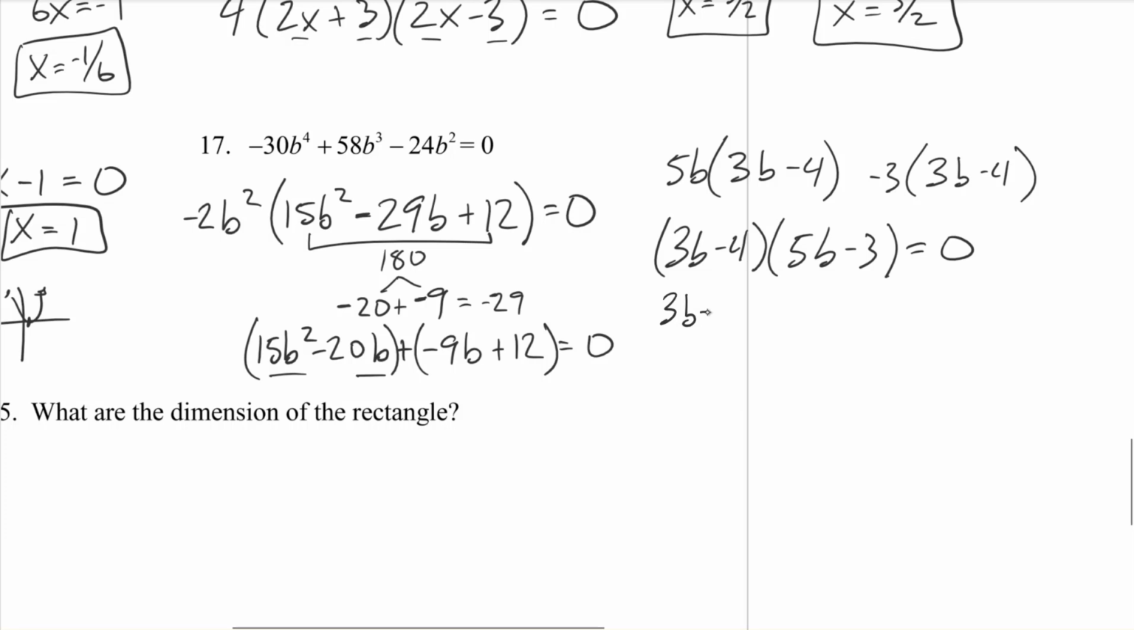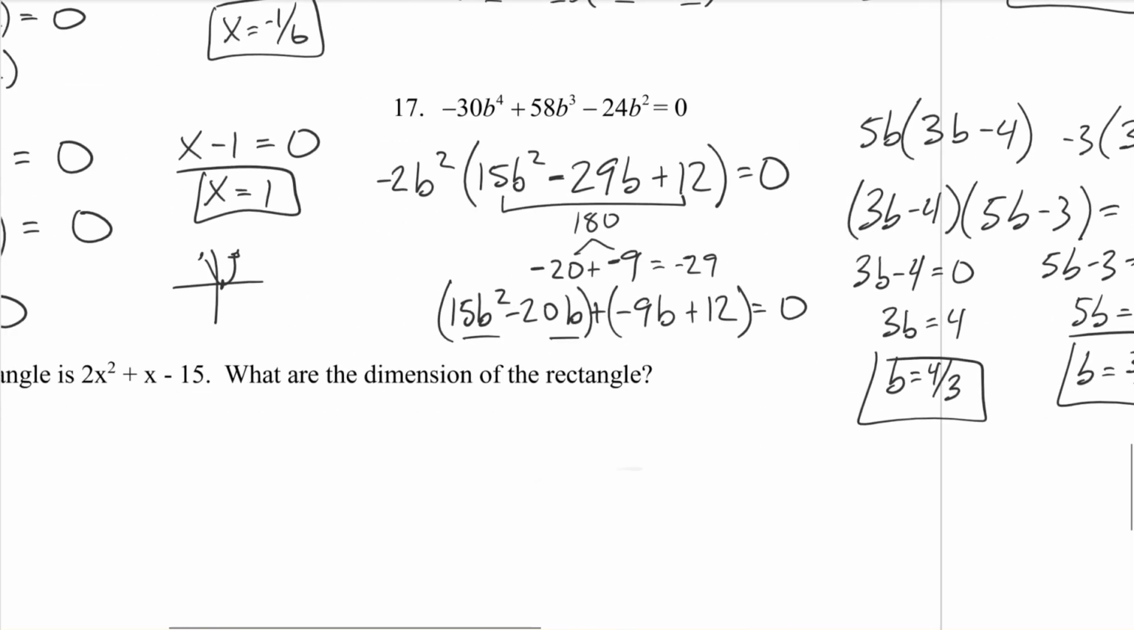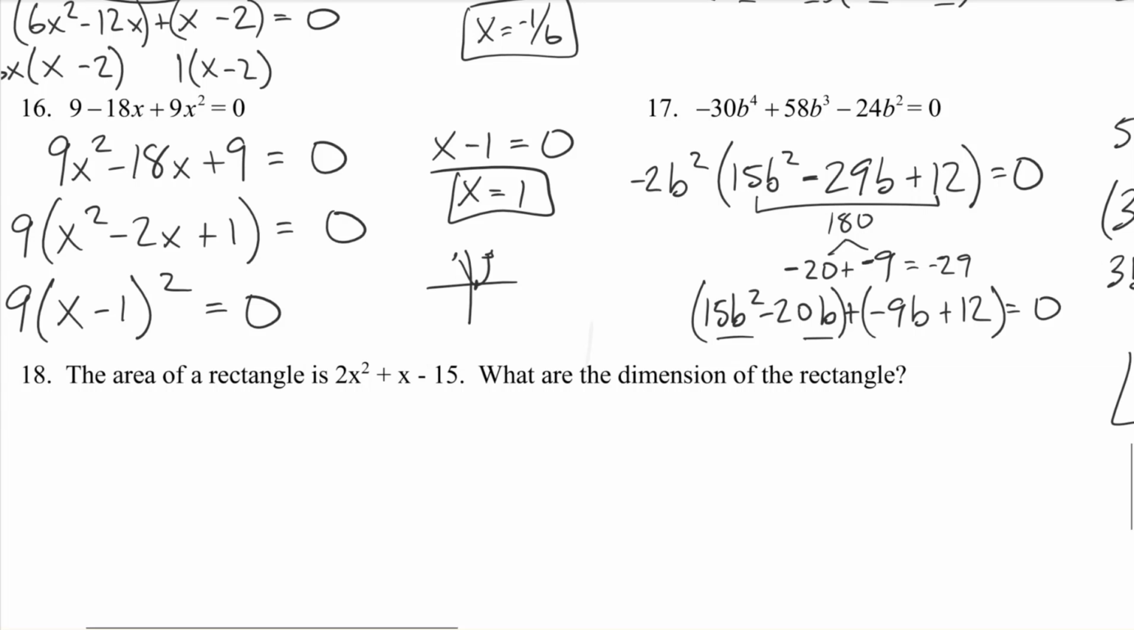So 3b minus 4 equals 0, and 5b minus 3 equals 0. 3b equals 4, b equals 4/3, or 1 1/3. And 5b equals 3, or b equals 3/5, or exactly 0.6.